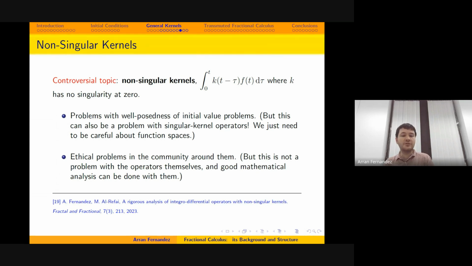Another issue is not about the operators themselves, but simply about some of the people who work with these operators and define these operators. There have been a lot of problems in the community, like people using these operators and writing wrong papers or low quality papers, but that could be a problem with the authors, but not a problem with the operators. So I think people should distinguish the difference between operators that don't make sense and simply bad work done with good operators. So I mentioned here a recent paper of mine looking at these operators with non-singular kernels and doing some serious maths with them and discovering in a way that they're not so problematic as they seem.